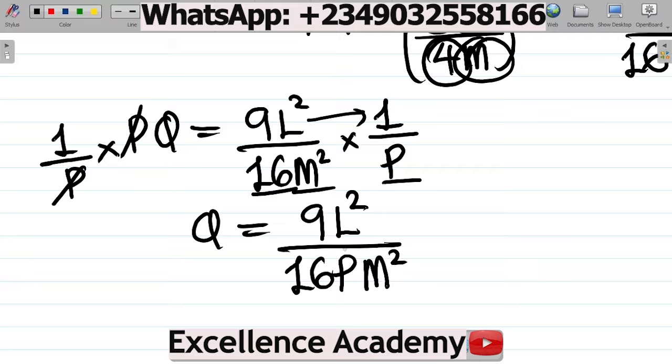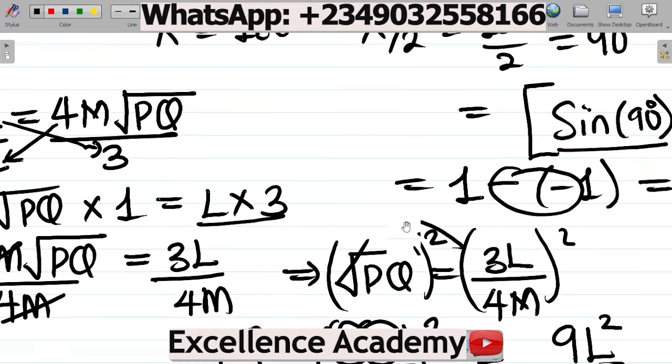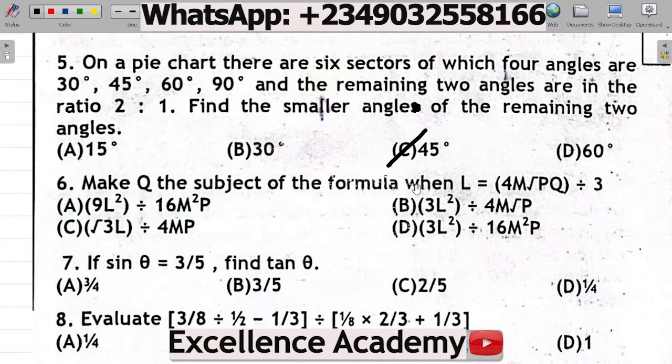So this is 9L squared all over 16PM squared, 16M squared P. This can still be written as 9L squared all over 16, then M squared P is the same thing. Let's see which option has this. This was question number 6. That's 9L squared all over 16M squared P, which is option A. So for question number 6, option A is the correct answer.